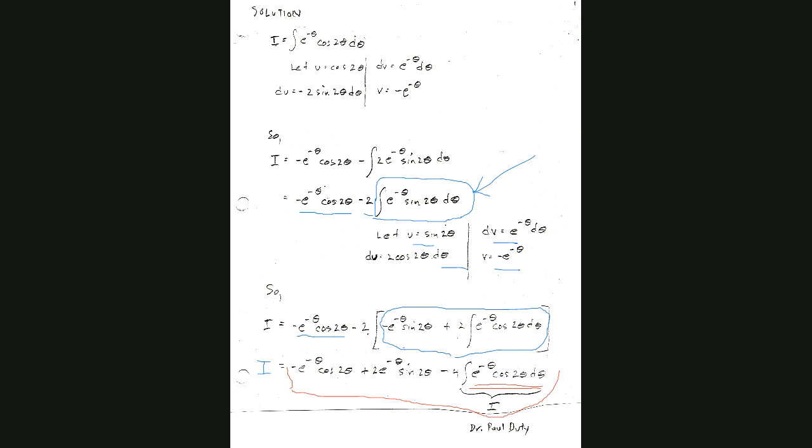So for problems like this, do we pretty much repeat the process until we get? Well, here's what we're going to do. Let me show you. So this is what we have. We have the integral equals negative e to the negative theta cosine 2 theta plus 2 times e to the negative theta sine 2 theta minus 4i.